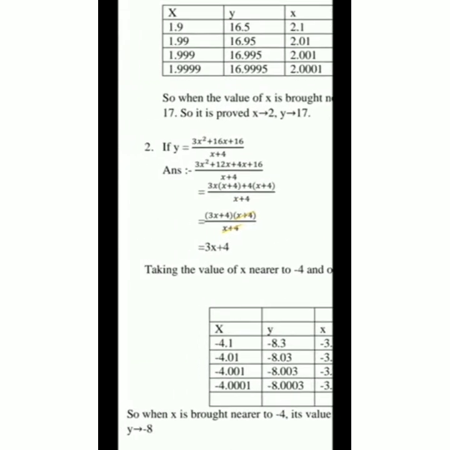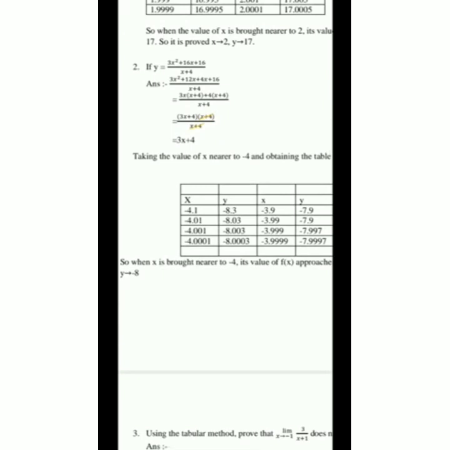Now moving on to the second sum. If y is equal to 3x square plus 16x plus 16 upon x plus 4, then using the tabular method, prove that when x tends to minus 4, y will tend to minus 8.